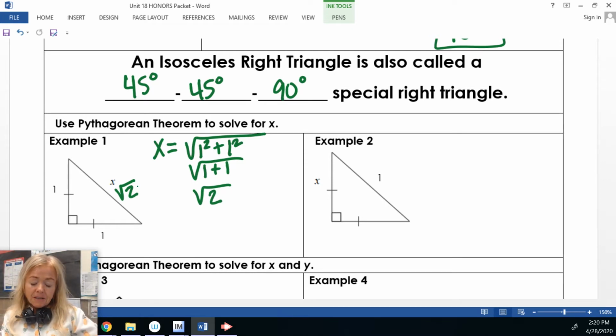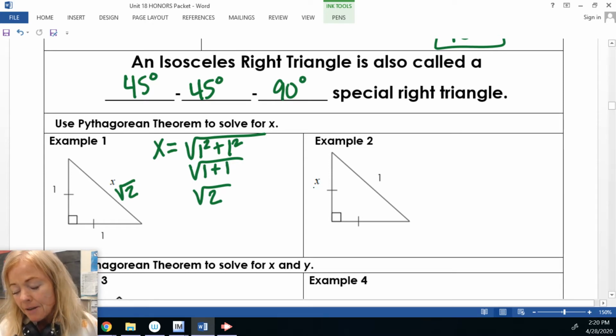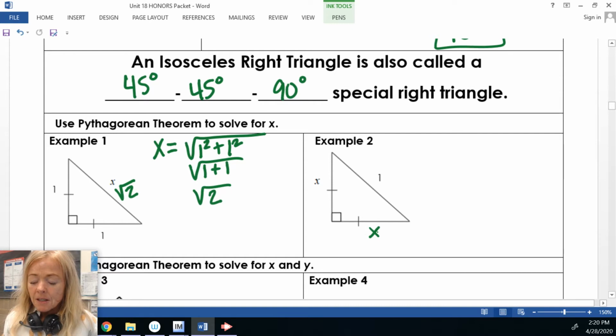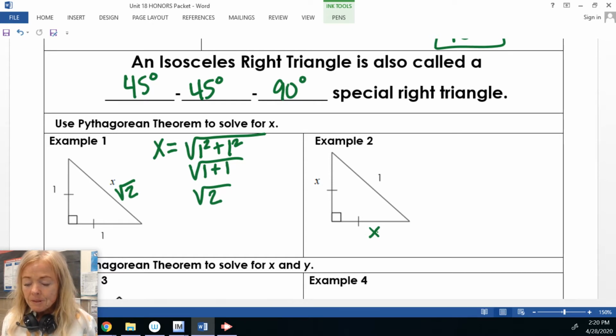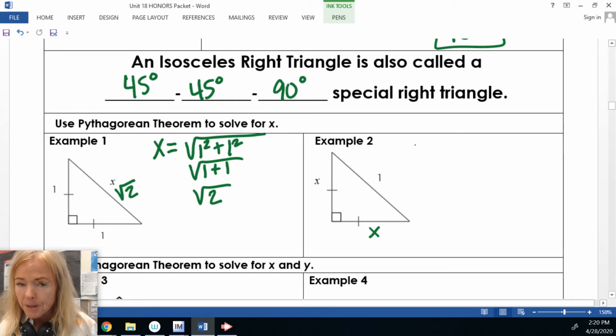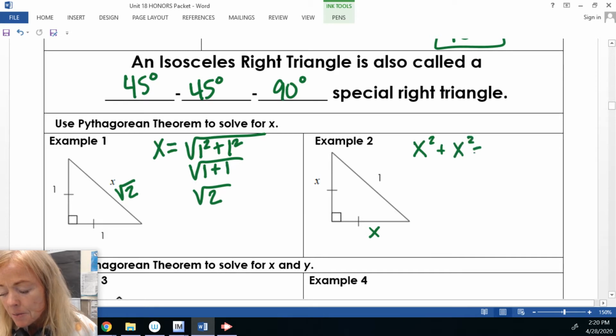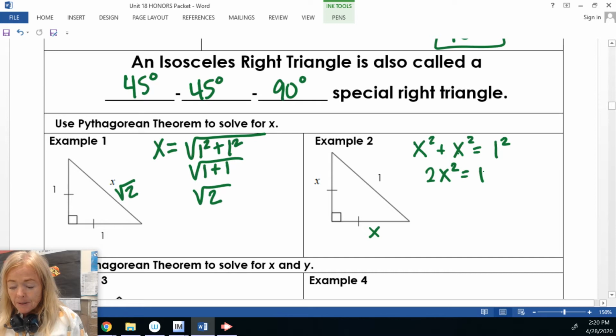All right? Now, if we're solving for example 2, notice that we have x for our leg, and because both legs are equal, that other leg would also be x. And to set up the Pythagorean theorem, we're not going to be able to use our little shortcuts already solved because we have two sides that have x's. So we know x squared plus x squared is equal to 1 squared. Leg squared plus leg squared equals the hypotenuse squared. So x squared plus x squared is 2x squared, and that's equal to 1.